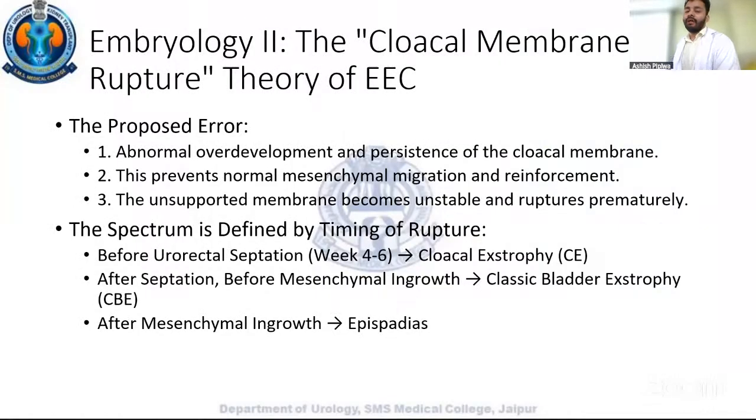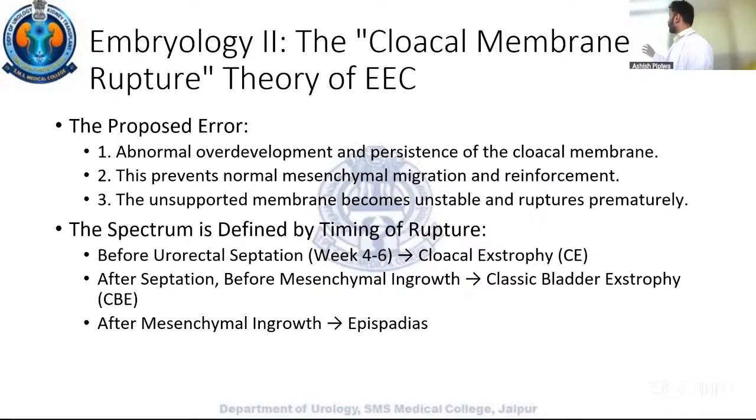How does the exstrophy epispadias complex develop? It is due to the abnormal overdevelopment and the persistence of the cloacal membrane. This prevents the normal mesenchymal migration, and due to this, the cloacal membrane becomes unstable and it ruptures prematurely.